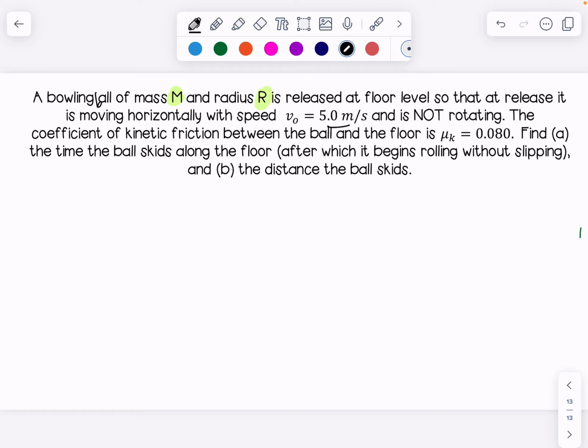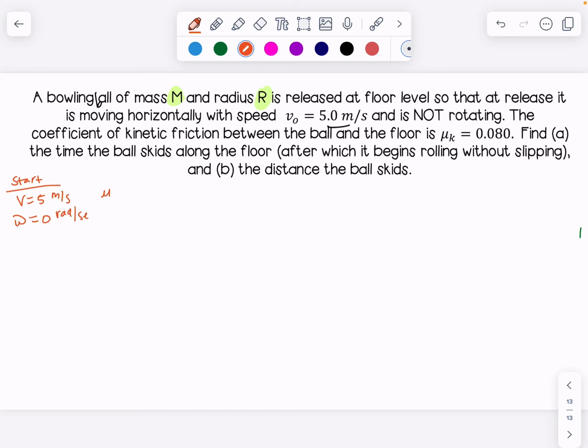It is thrown horizontally immediately on the floor with a speed of 5 meters per second, and it is not rotating to start. So I can go ahead and just start my information here. I know to begin that v is equal to 5 meters per second, and because it's not rotating, I know that omega is equal to 0 radians per second.